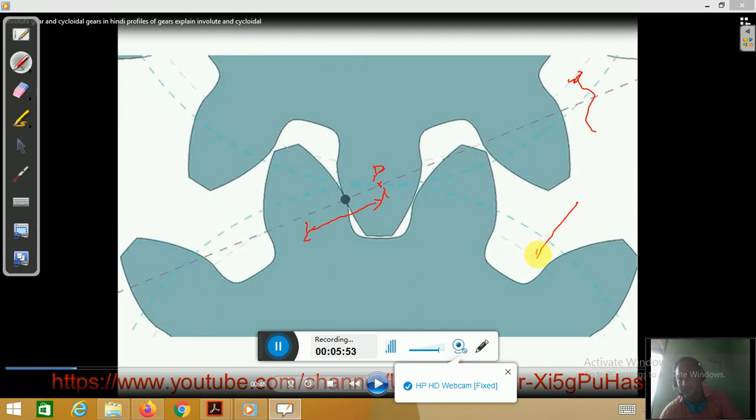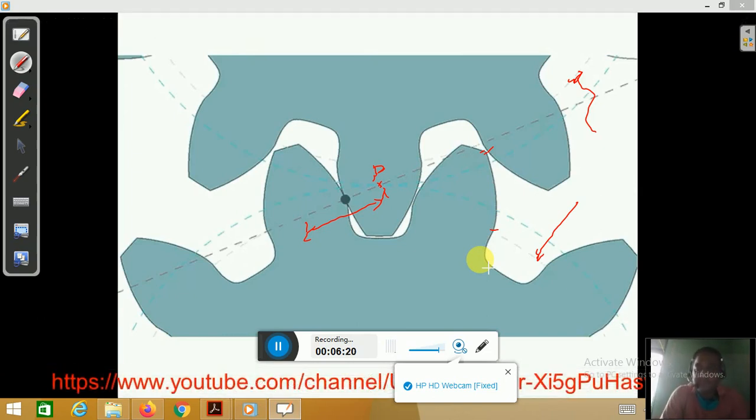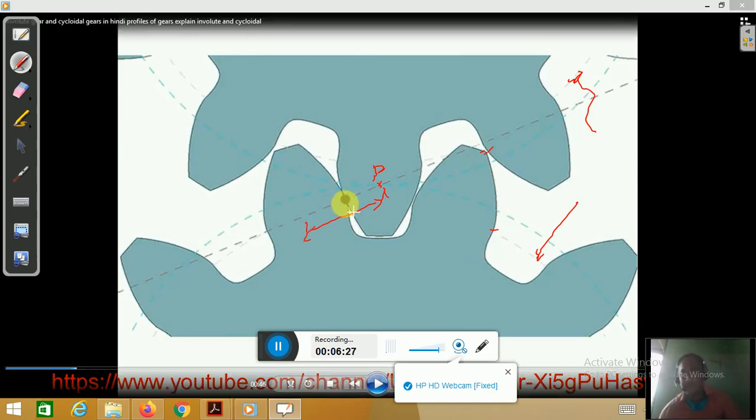These two circles are called base circles. The base circle is passing through the last point of the profile. You can observe that this is the top point of the profile on the lower gear. From this point to this point, it is the involute profile, and the part below is the fillet.